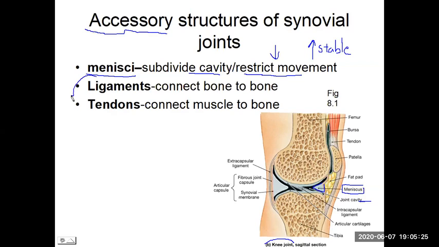Ligaments and tendons, just a simple description. Ligaments connecting bone to bone. So from one bone feature to another bone feature. Tendons connecting from muscle to bone. So that's the general descriptions for those two terms. But these are both composed of dense, regular, connective tissue.